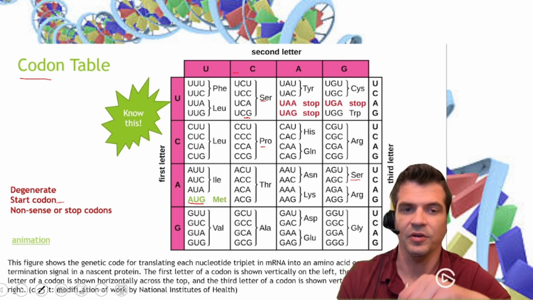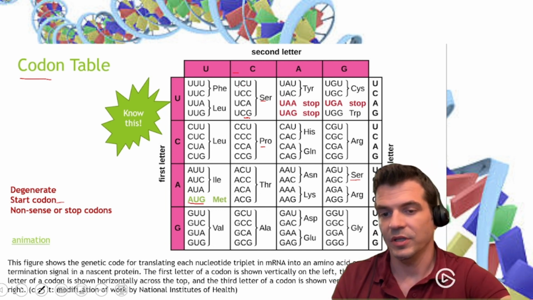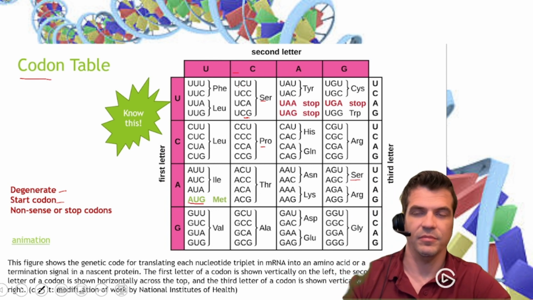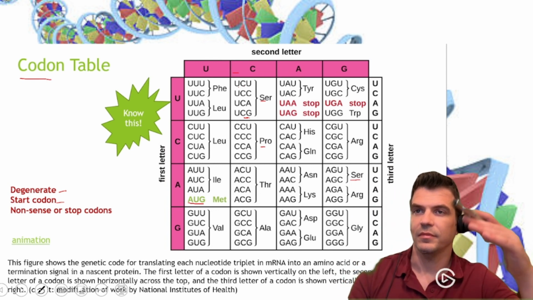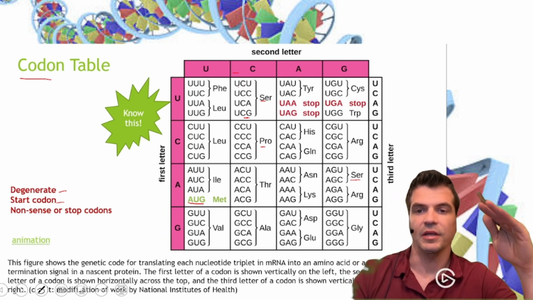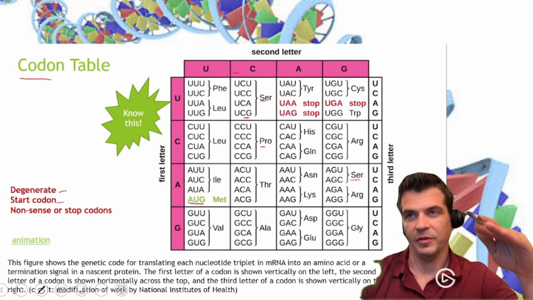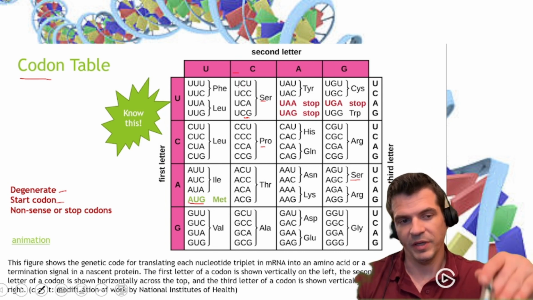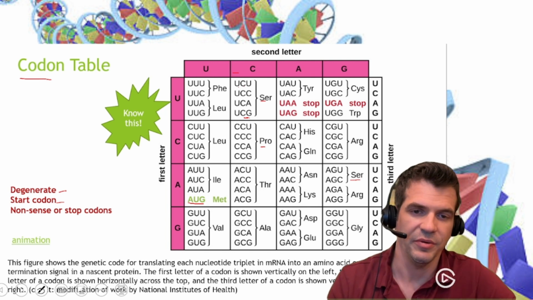The ends falling off is called degenerate. That you can lose the third letter of the codon and it still be the same amino acid is degenerate.